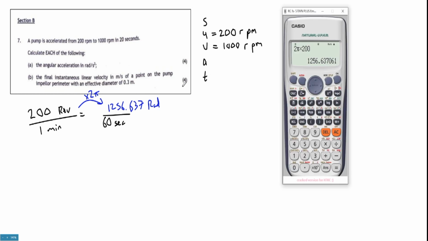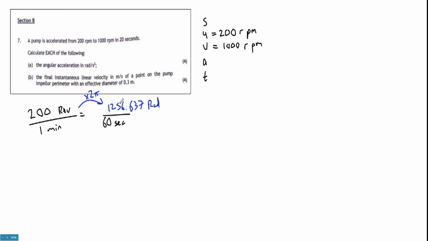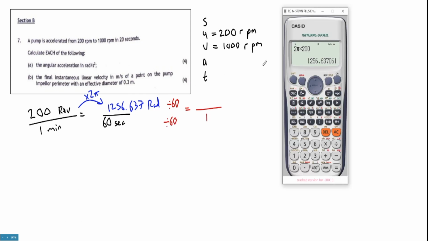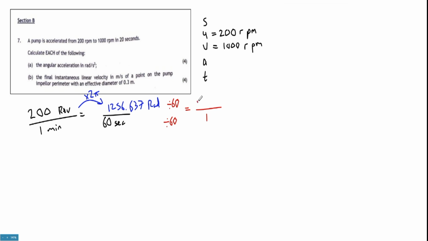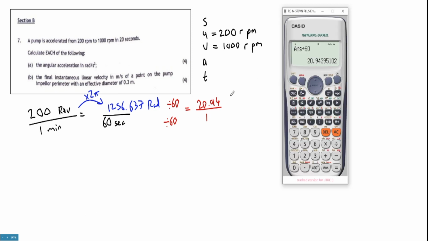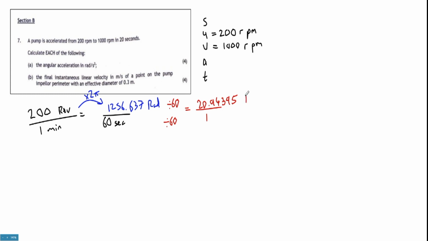That's great, but I don't want 60 seconds. I want it in 1 second. So what I can do is just divide these as they are, but the logic behind it is I'm dividing the tops and bottoms by 60, and that turns it into 1 second on the bottom, which is exactly what I need. So let's just divide it by 60. Obviously 60 by 60 is 1, and this on top is going to be 20.94395. This is now rads per second.